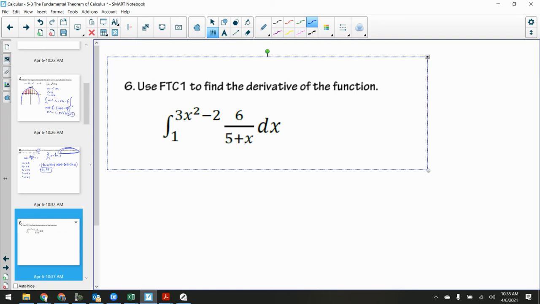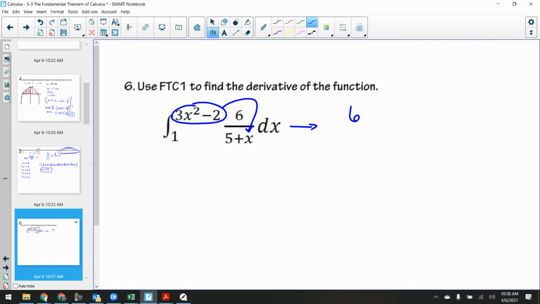So if I want to find the derivative of this, then that will cancel that out. What do I have to do with this? This goes in there. So this turns into 6 over 5 plus 3x squared minus 2. I'll put this piece in parentheses here. This piece goes in there. And what cancels out? The integral and the dx cancel out. The inverse cancels that out, just like the square cancels out the square root.